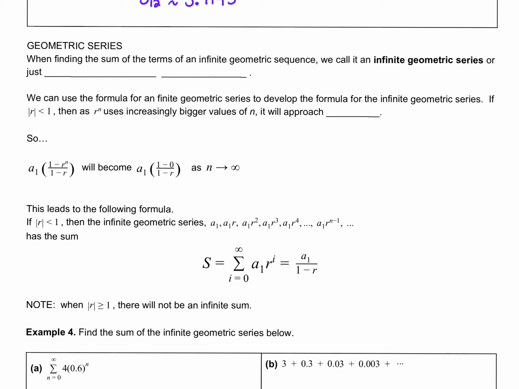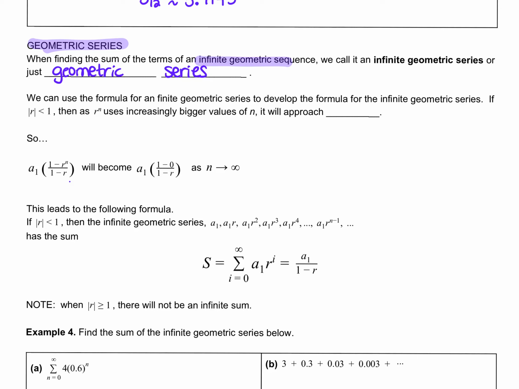Okay, so let's go ahead and jump into actual geometric series here. When we're finding the terms of an infinite geometric sequence, that's the difference here, we're now talking infinite. We call it an infinite geometric series or just a geometric series. We don't have to use the word infinite in front of it. It's kind of assumed. So we can use the formula for a finite geometric series to help develop this formula.